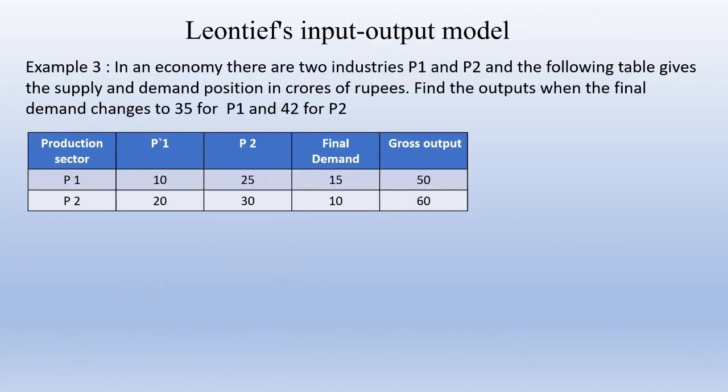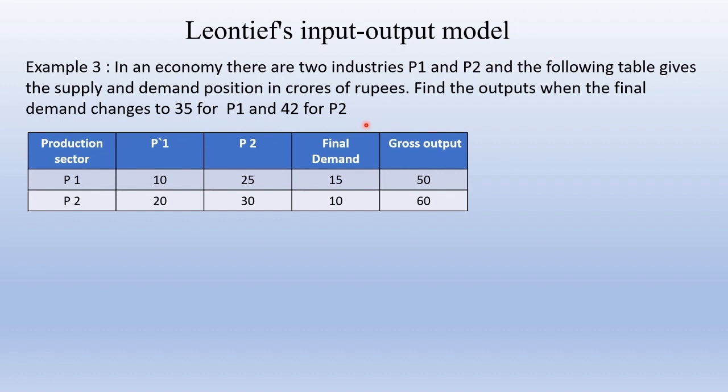Example 3. In an economy there are two industries, P1 and P2, and the following table gives the supply and demand position in crores of rupees. Find the outputs when the final demand changes to 35 for P1 and 42 for P2.